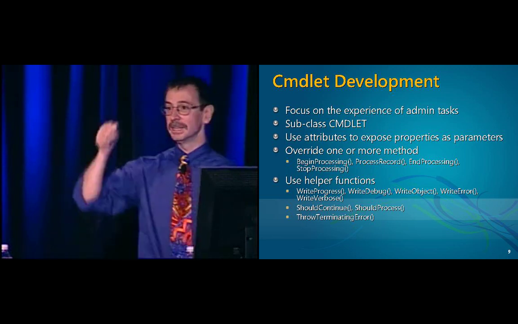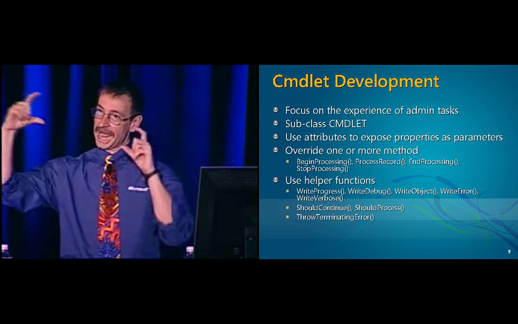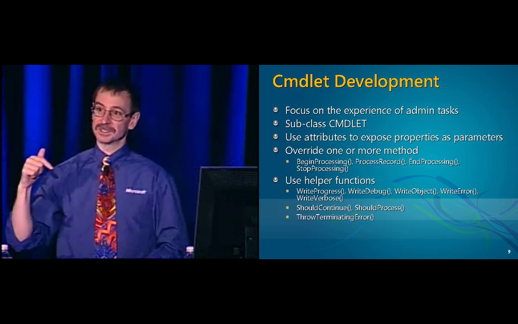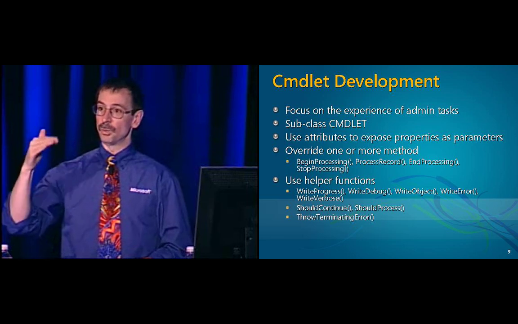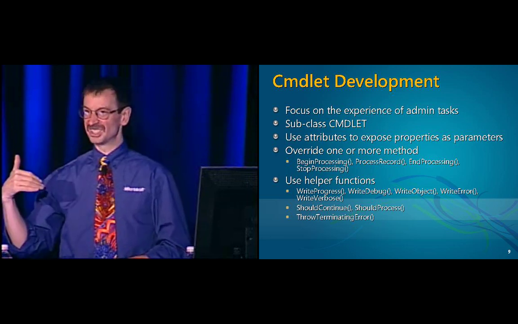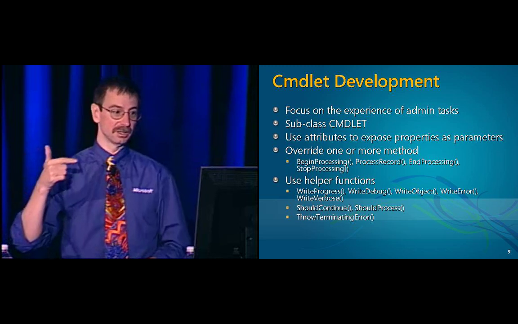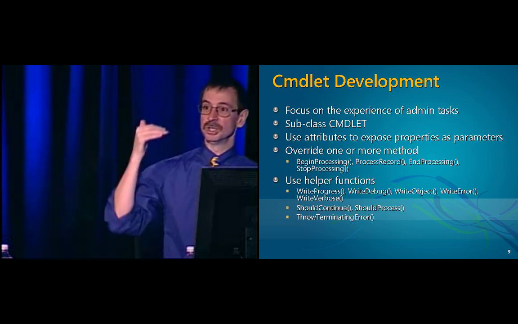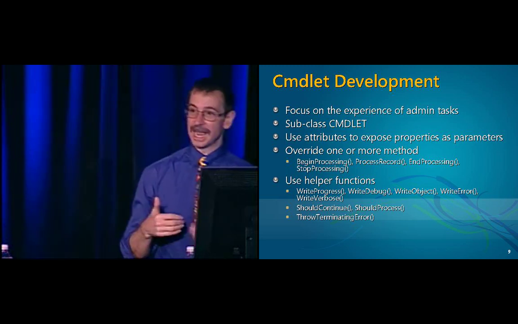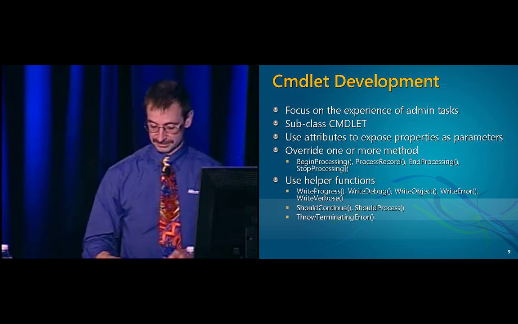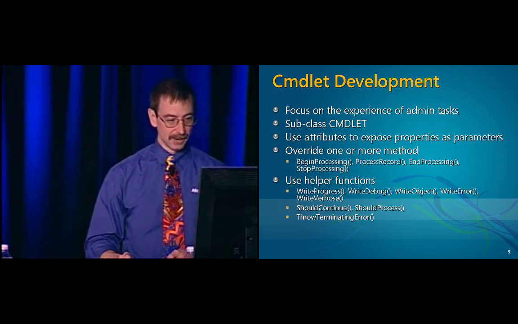The properties of that class, you put attributes on them, and they get surfaced as parameters. You override one or more of a set of overridable methods: begin processing, process record, end processing, stop processing. We're very record-oriented, and you leverage some helper functions. And with that, Superstar Jim will lead us into a demo.